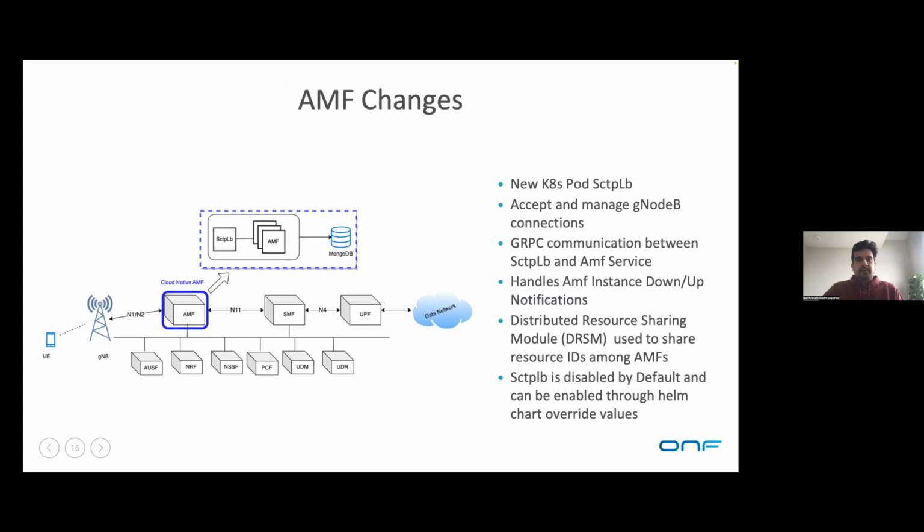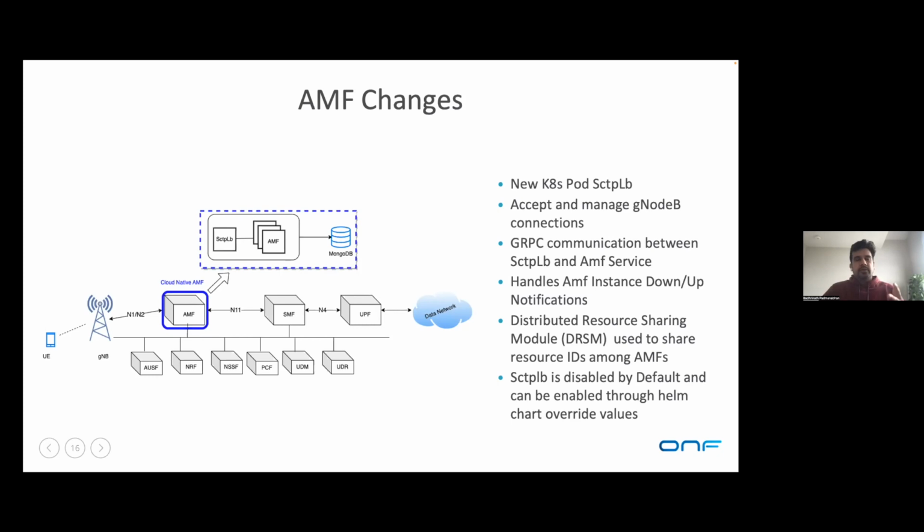So this SCTP-LB becomes the point of connection. It talks to all these different AMF instances and distributes the requests across the AMFs in a round-robin manner. It is disabled by default, but if you want to scale up the AMF pods, you'll have to enable this in the Helm charts. You have a value to just say SCTP deploy and it will get started.